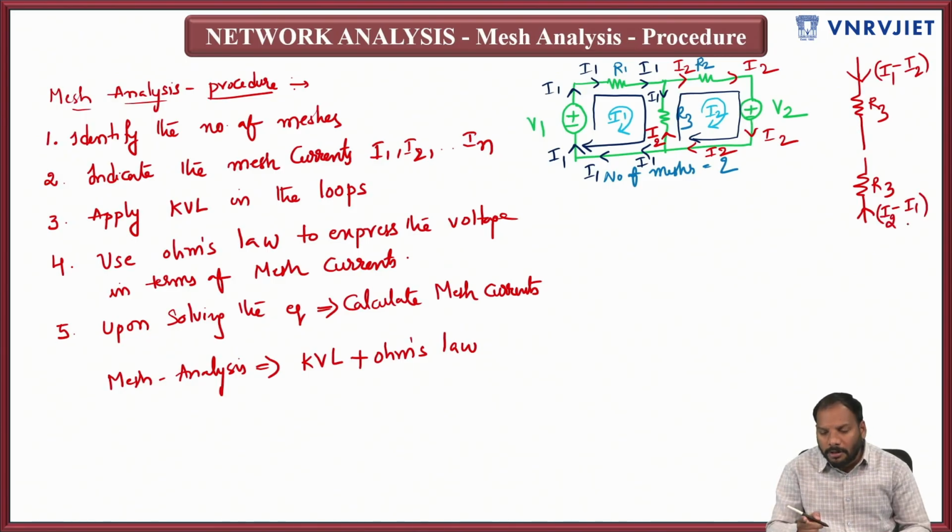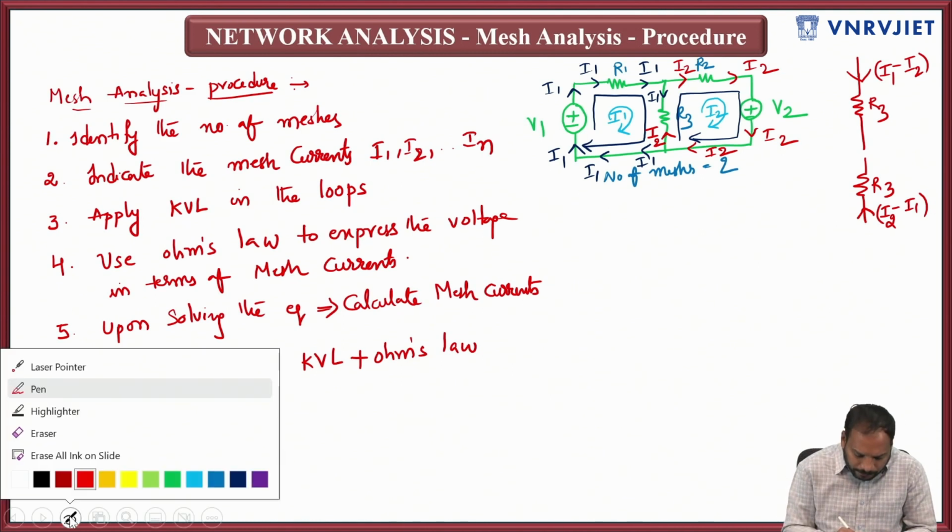So this is also a very important logic. The amount of current flowing through R3 is not different. If you want the current going down, it is I1 minus I2. If the current is going up, it is I2 minus I1. That is also an important point to be noted.